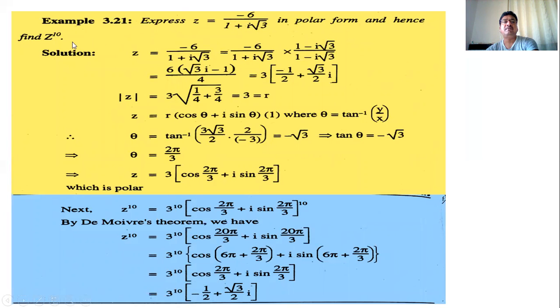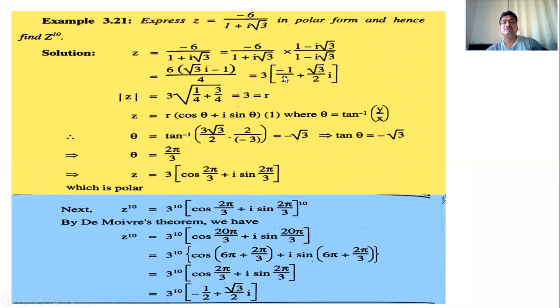Express this number in polar form and hence find z raised to 10. So first simplify this number in the form of x plus yi. Simplify means rationalize the denominator, because there is division of complex numbers. Multiply and divide by the same factor, 1 minus i root 3, the multiplication of numerator and the multiplication of denominator. x plus y into x minus y is x square minus y square. The answer is 4. So 6 by 4 means 3 by 2. So minus half is the real part, plus root 3 by 2 i is the imaginary part.